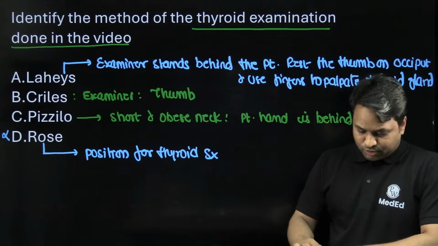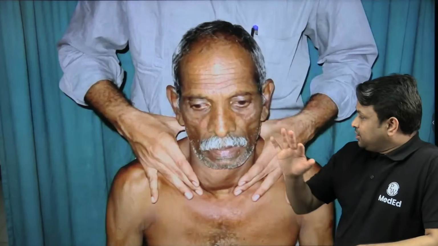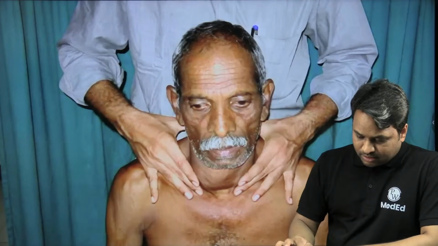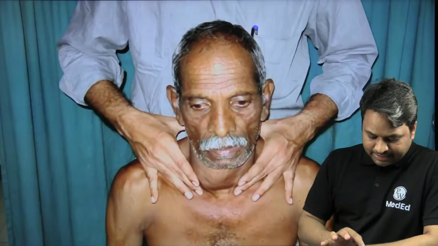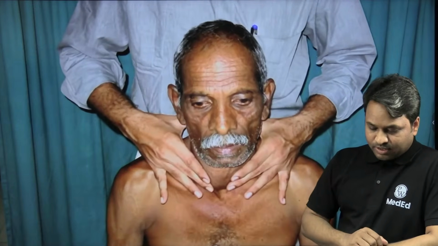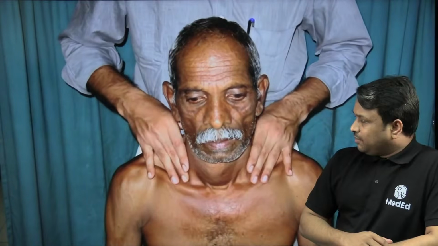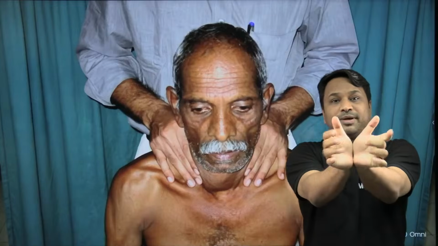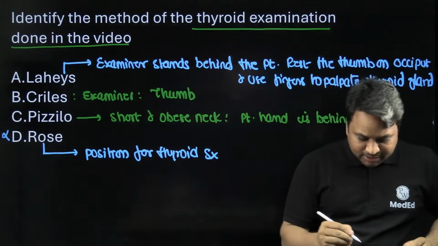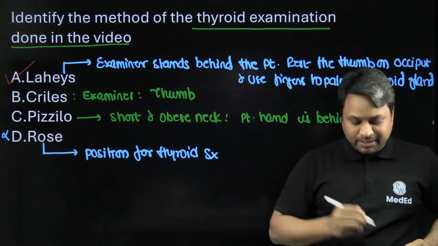Now this is the patient that you have, right? And this is the method by which you are examining. So I'm using my fingers to palpate and my thumb is resting on the occiput. What do you think the diagnosis is? The answer is pretty straightforward. This is your Lahey's method.